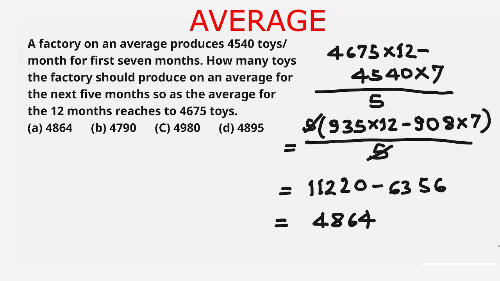4,864. This is the average the factory should produce for the next 5 months to achieve the target of 4,675. And from the given options, our answer is option A 4,864. I hope you have understood the method of solving such type of questions. We go to the next question.